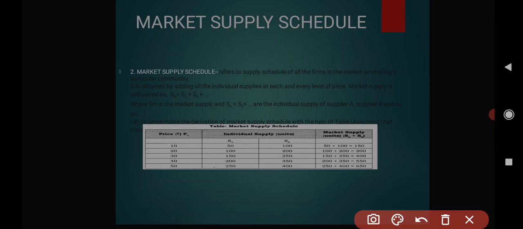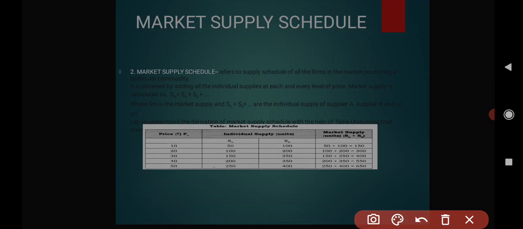Market supply schedule refers to the supply schedule of all the firms in the market producing a particular commodity. So it is a horizontal summation of individual supply schedules.